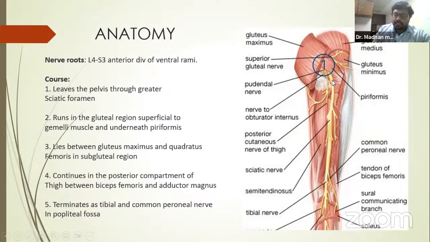As we move distally, we can block the nerve at the transgluteal level, mainly just underneath the piriformis. Further distally, we can block it at the subgluteal level, where we'll be blocking the nerve underneath the gluteus maximus and superficial to the piriformis and quadratus femoris. We can even block the nerve at the mid thigh level, where we put the drug around the nerve underneath the biceps femoris and superficial to the adductor magnus, and then at the popliteal fossa, where we can block the sciatic nerve proper or its divisions separately.